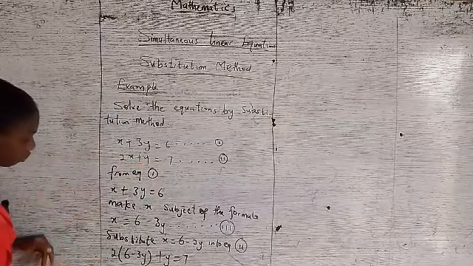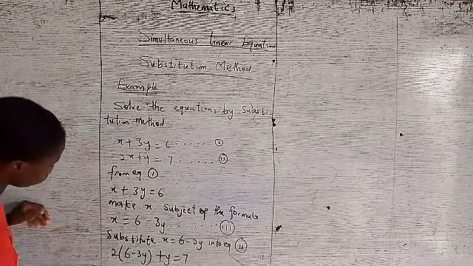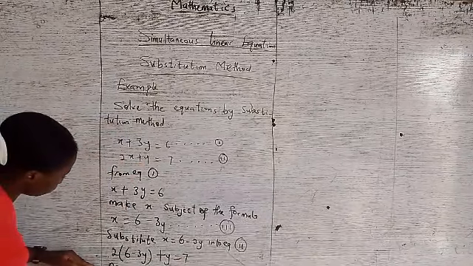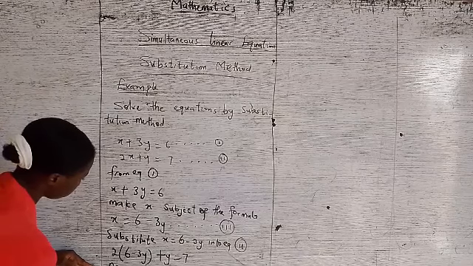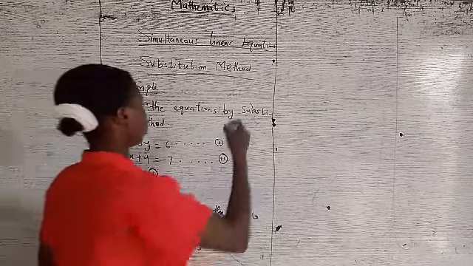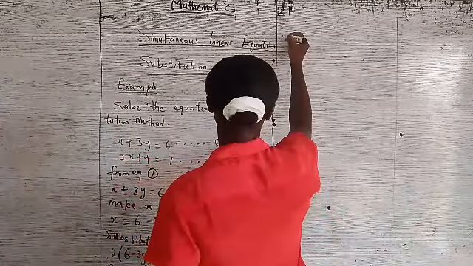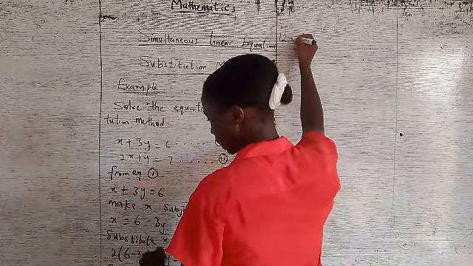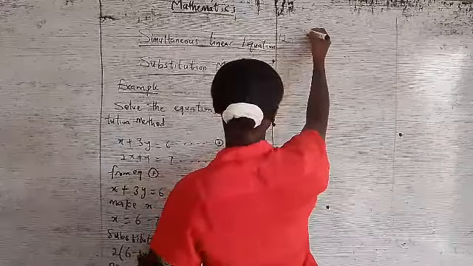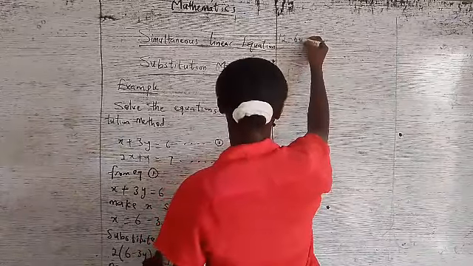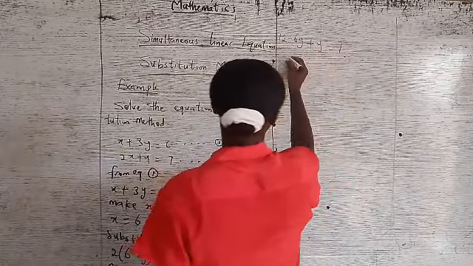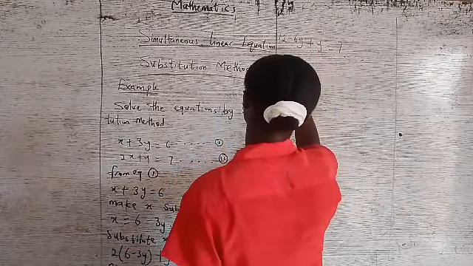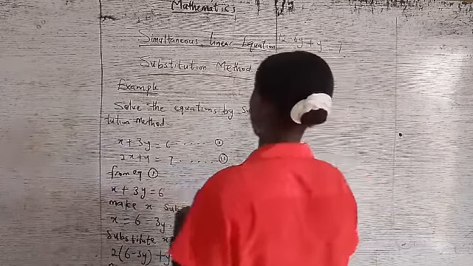So we're going to look for the value of y now. The next thing to do is to open the brackets. So 2 multiplied by 6 will give me 12, and minus 2 times 3 is 6. Then the y follows, okay? So we have plus y equals 7. So okay, let's do something here. 12 now minus 6y plus y.